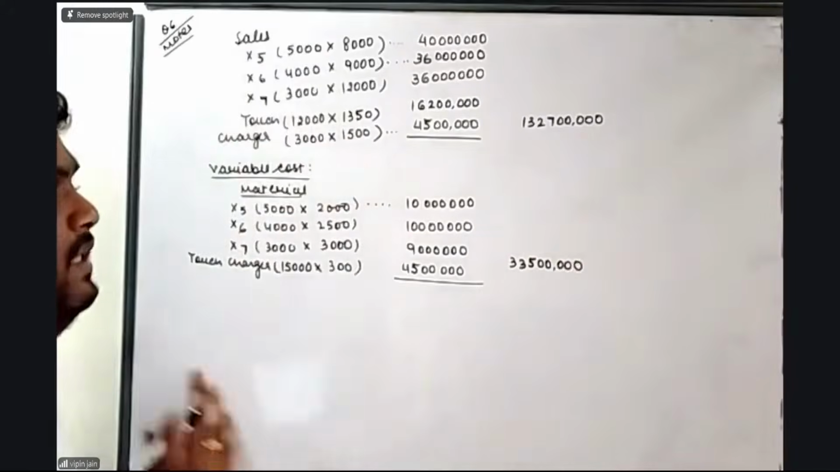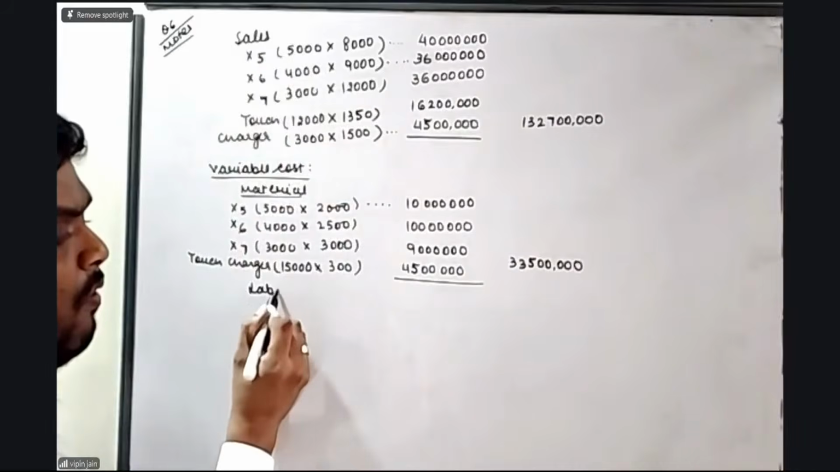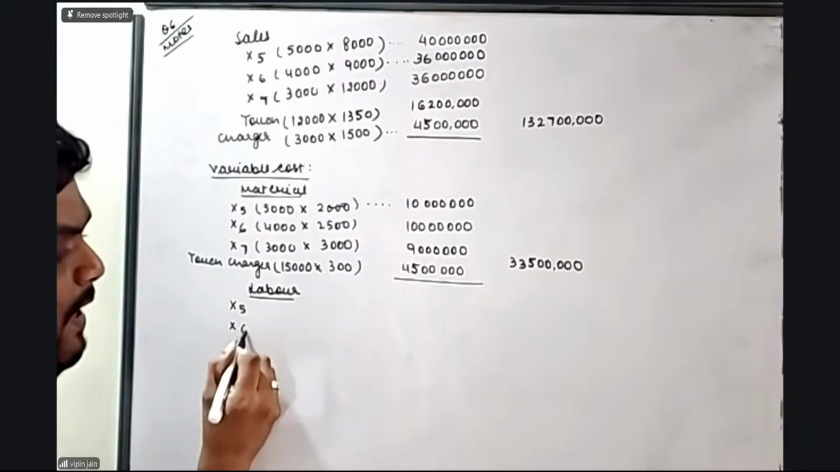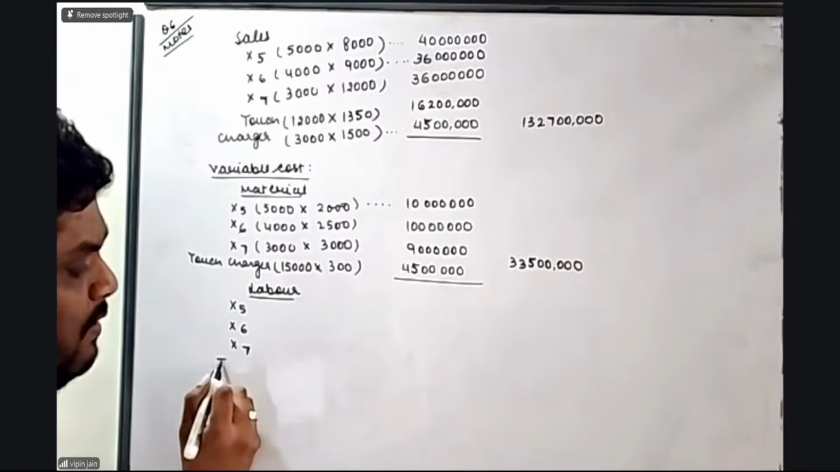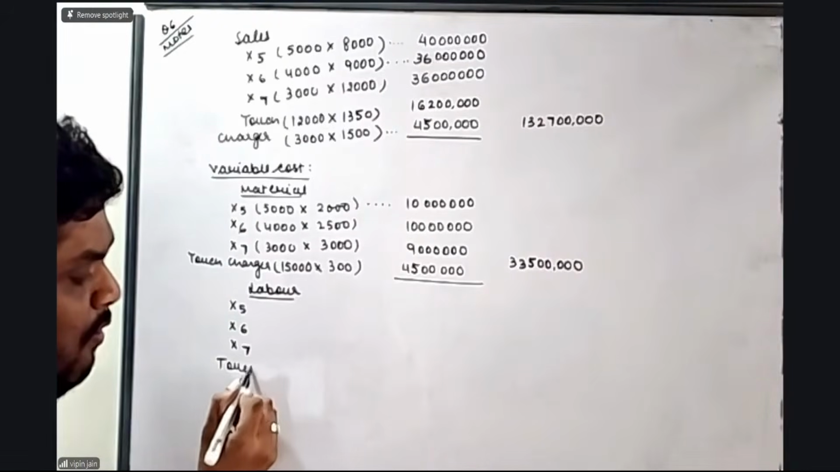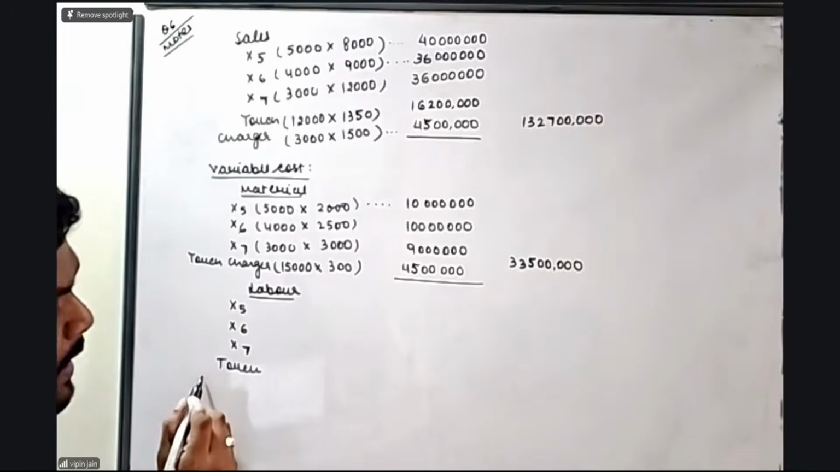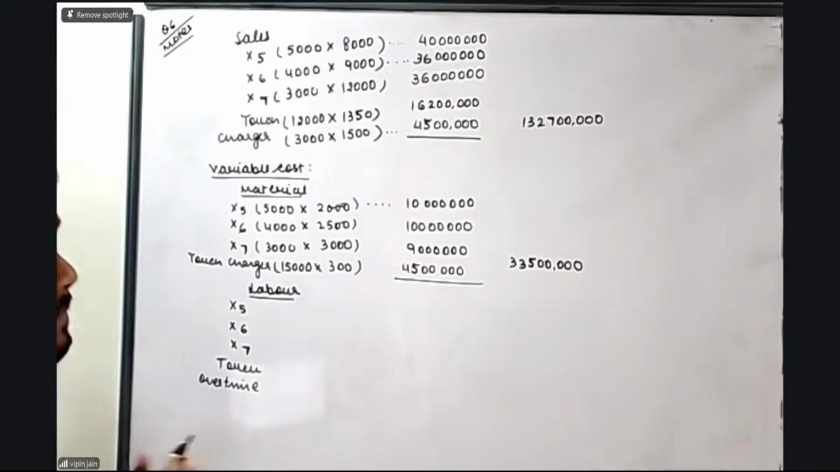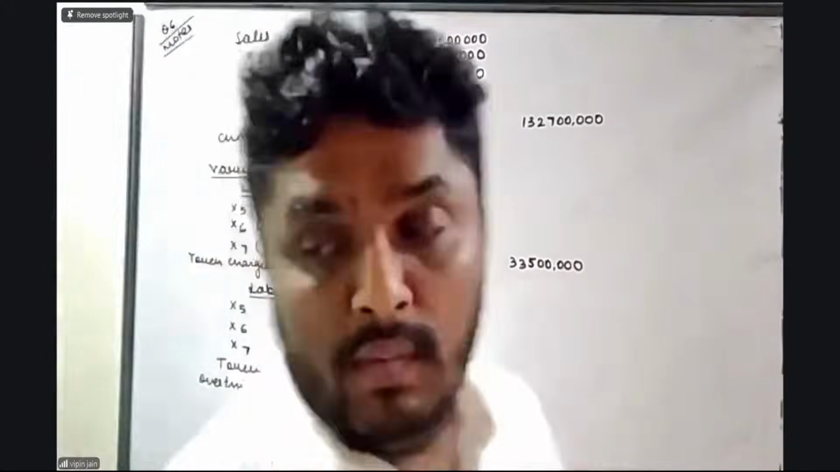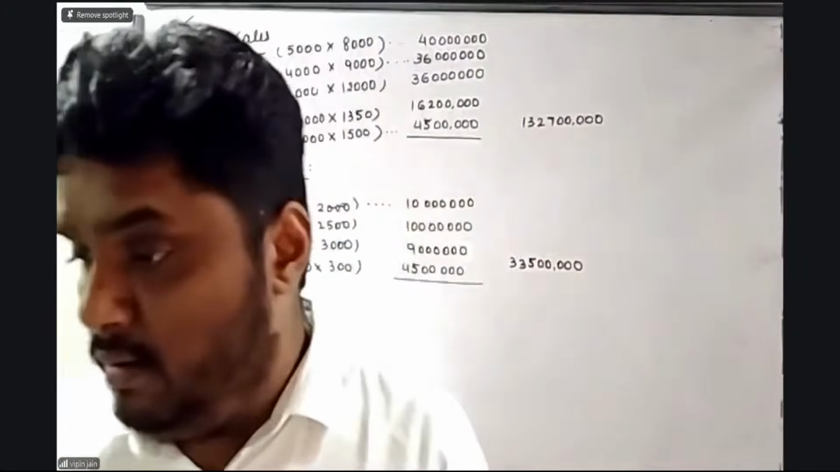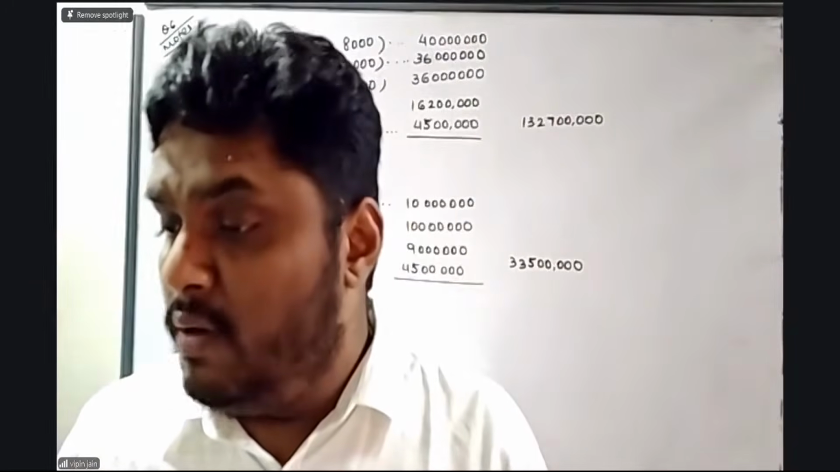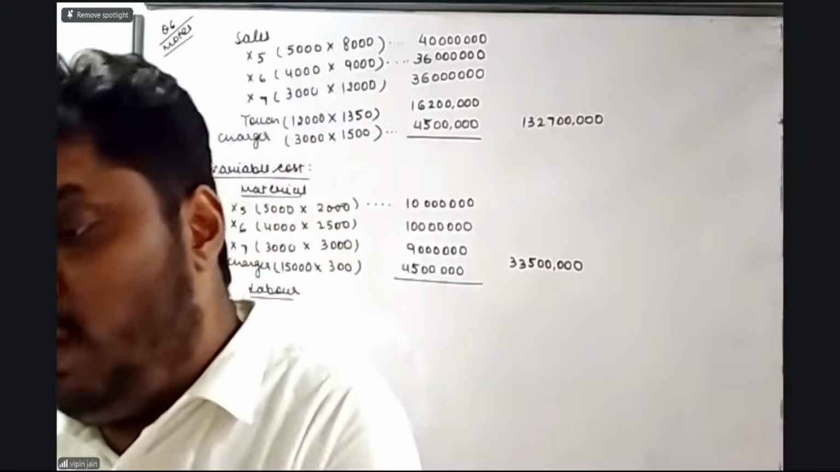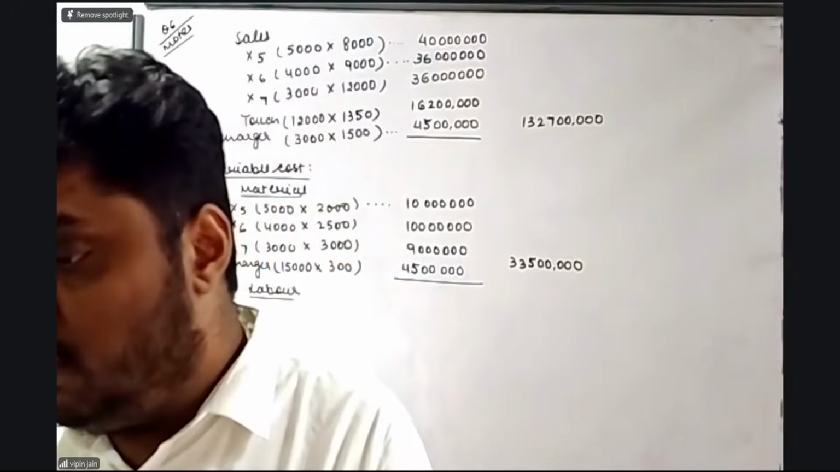So this will be my material cost. Labor cost also for X5, X6, X7, touch, and overtime. So see, labor cost is 1000 rupees per unit. So can you guys tell me what will be my total labor cost?